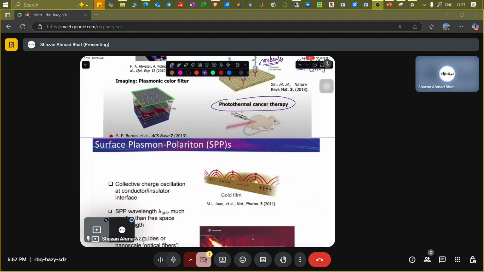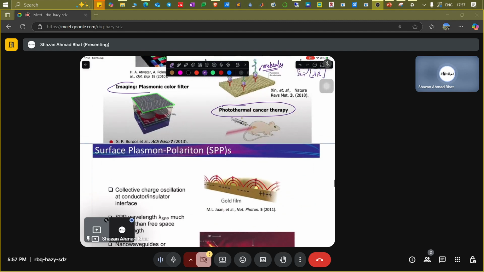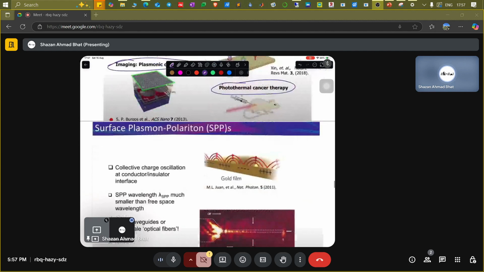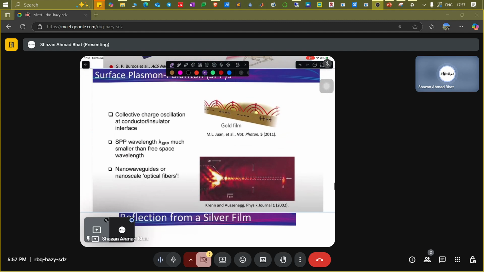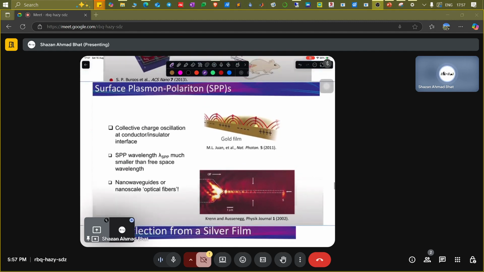Another is photothermal cancer therapy and plasmonic color filters. So these are the different examples. You can go through them. Now, what we are going to see is that there is something called a surface plasmon polariton. Now, what is a surface plasmon polariton?